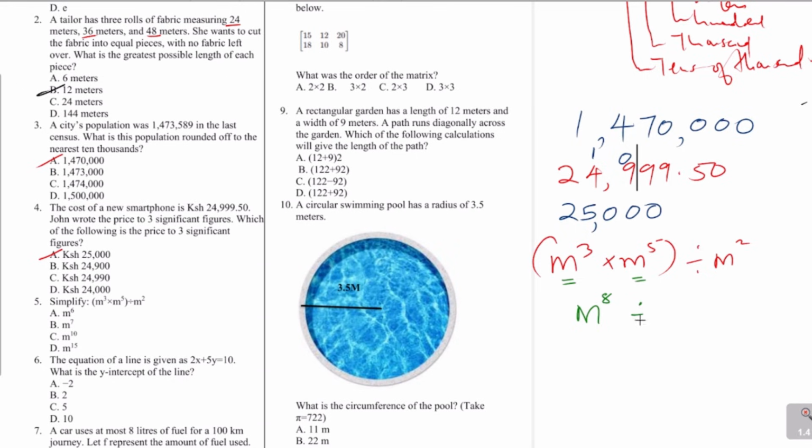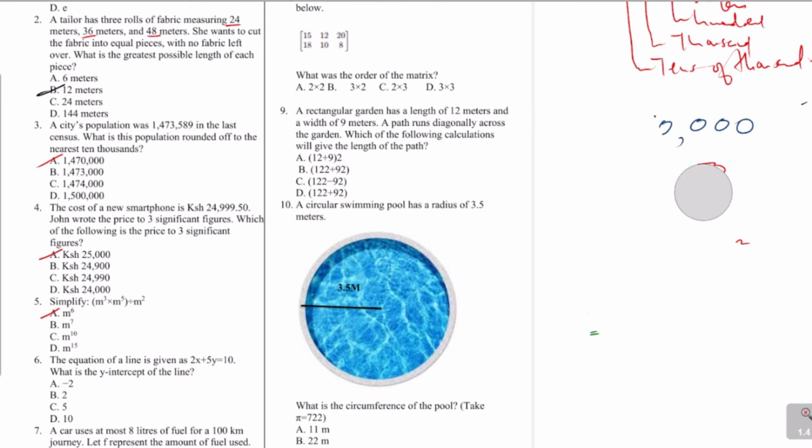And then the next one will be divided by m squared. The other law of indices: when you're dividing and you find the bases are the same, you subtract the powers. So it will be m, 8 subtract 2. This will be m raised to the power 6. 8 subtract 2 is 6. So for that one, we get the solution as m raised to the power 6. We go to the next one.